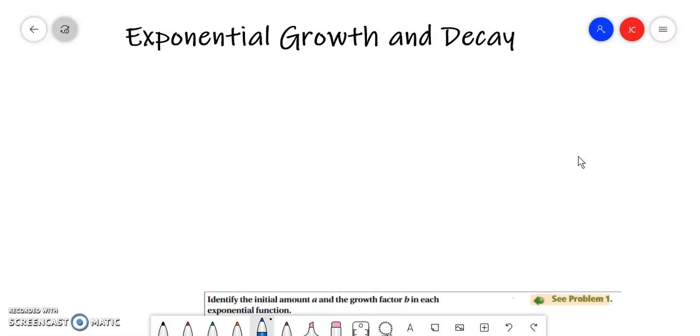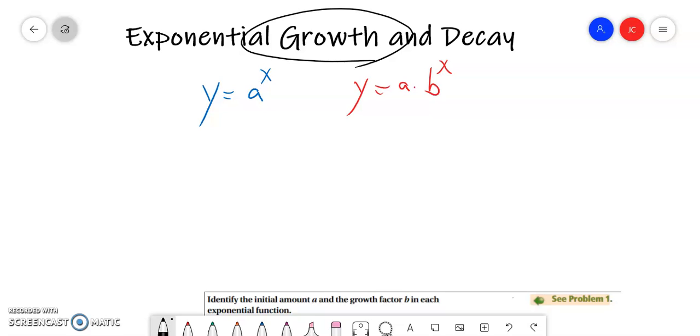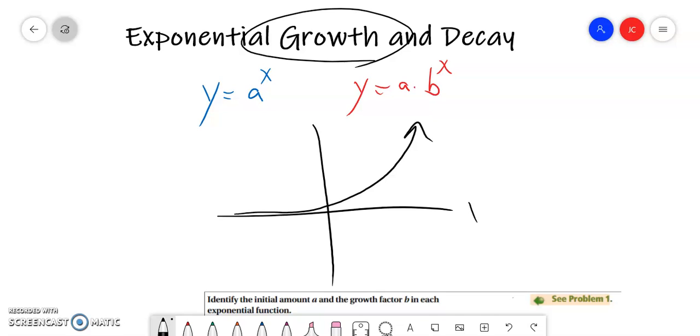Okay, so if we're talking about exponential growth and decay, we're talking about a function that has a variable for an exponent. So, for example, it could be this, y is equal to a to the x power. Or maybe something that looks like this, y is equal to a times b to the x power. And if we're talking about the growth portion of an exponential function, both of these are going to look something like this. As our x numbers get larger and larger, our y values will grow exponentially. So they will grow very, very quickly.